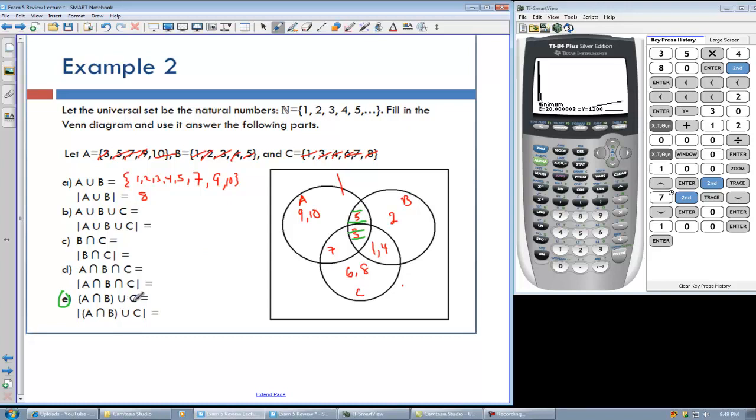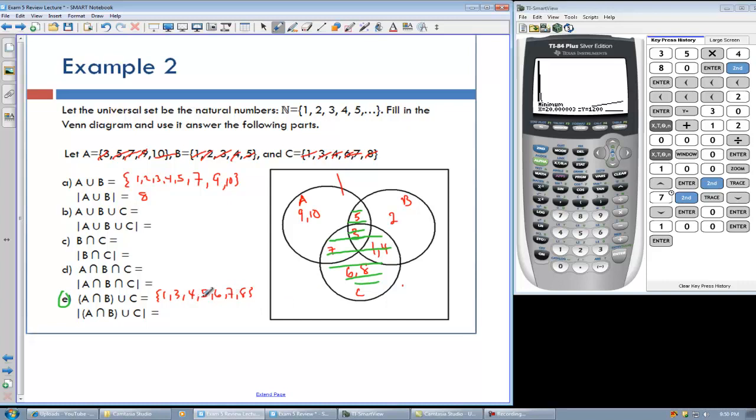And then I union it with C, so I combine it with C. So that's all this stuff in C. And so my answer for this one is the set of what? 1, but not 2. There's 3, 4, 5, 6, 7. There's 8 in green. But 9 and 10 are in red, so they're not in the green, so they're not in there. So just 1, 3, 4, 5, 6, 7, 8.